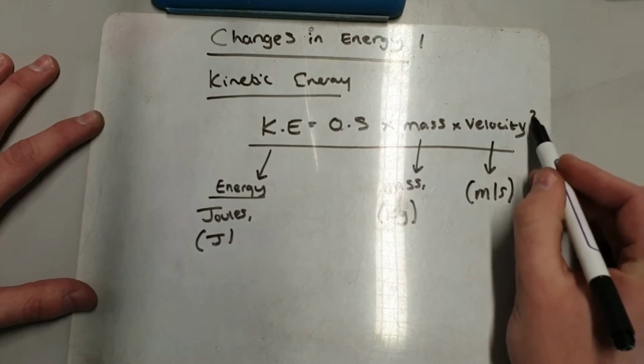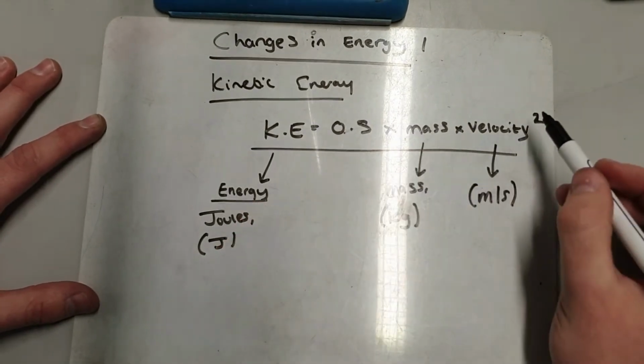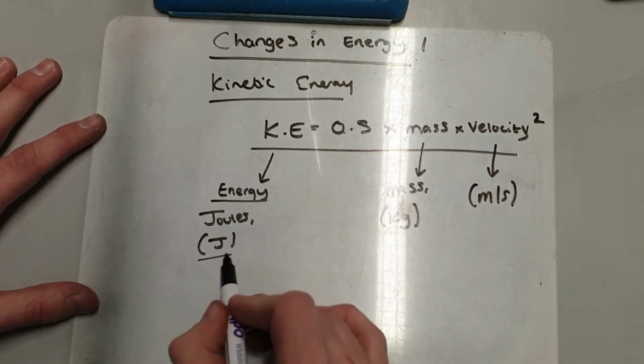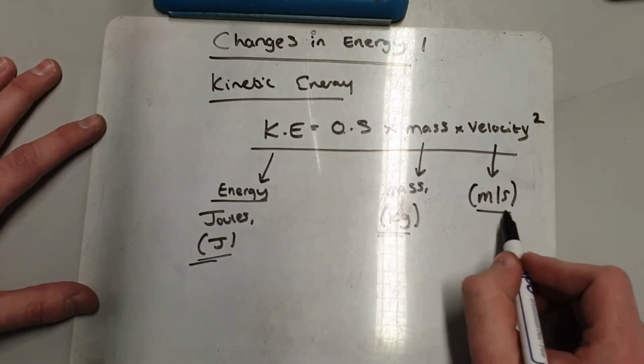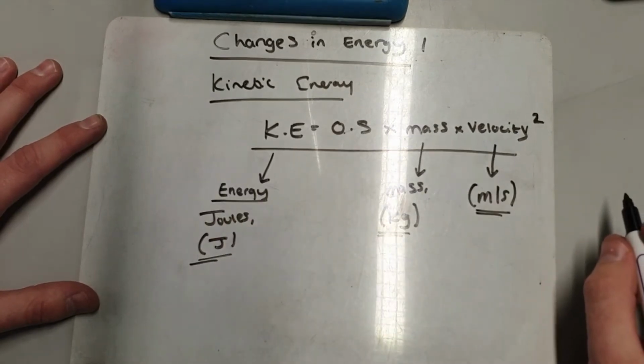Now noticing that this is velocity squared, so when we're working out our kinetic energy, we need to make sure that we square our velocity as well. We'll get onto that when we do some practice calculations a bit later on. So it's really important to understand the units for all of these things. It makes being able to use the equation that much easier.